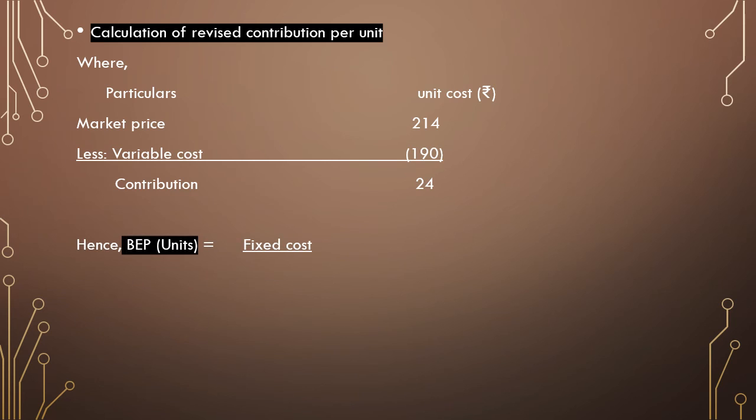By putting this again in our formula, we can get BEP units is equal to fixed cost upon contribution per unit. So again fixed cost, we will have it as rupees 2,40,000 upon contribution per unit, that is rupees 24, and we will get our BEP units as 10,000 units.